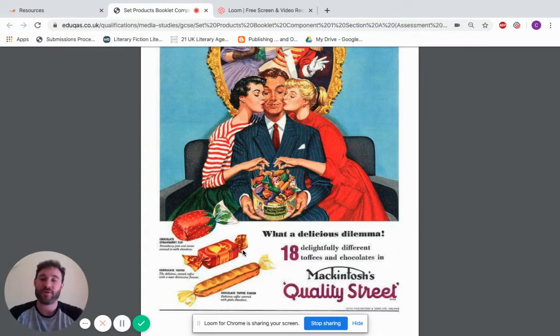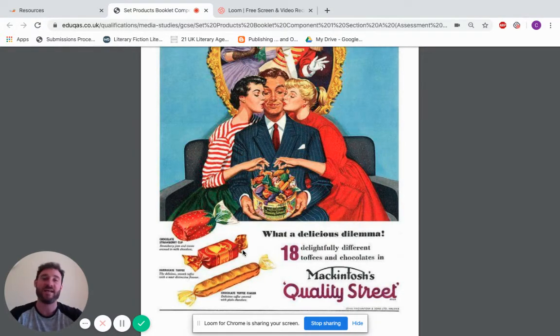Now, obviously, the connotations of this are that the man is having to choose both between the chocolates and between the women as well, right? These chocolates are giving him a kind of sexual power. They are allowing him not just to select what chocolate treat he wants, but which woman he wants.